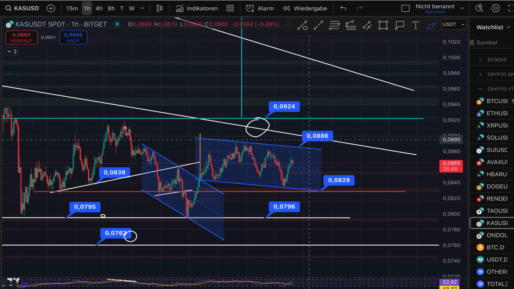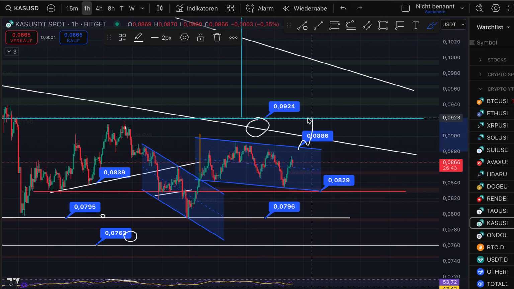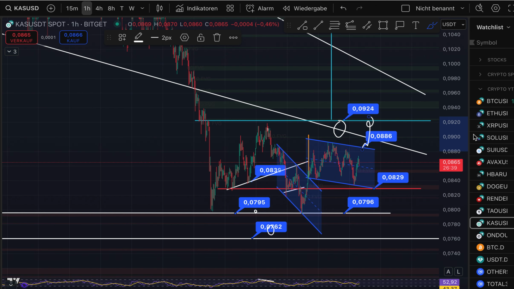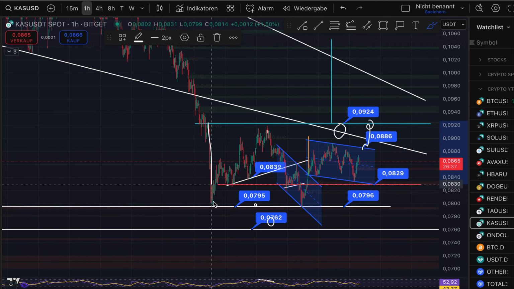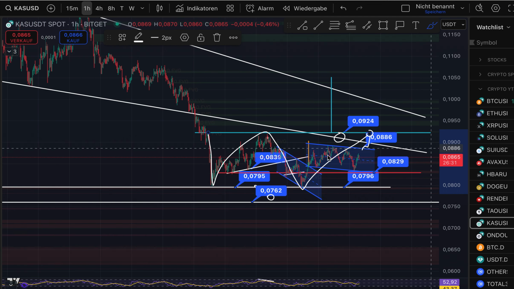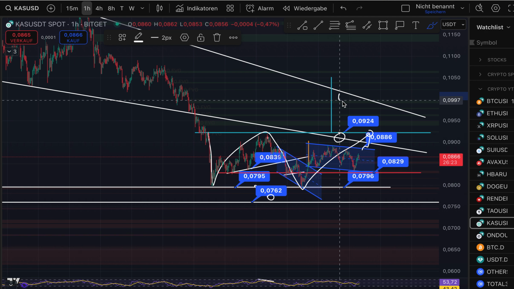I have two scenarios in mind. If the 8.8 cents breaks to the upside, then I think we should see the 9 cents. If we see the 9.2 cents, then this was a double bottom pattern. If we break it to the upside, the target of the double bottom pattern is going to be the 10.5 cents for Kaspa, with the resistance here at around about 10 cents.